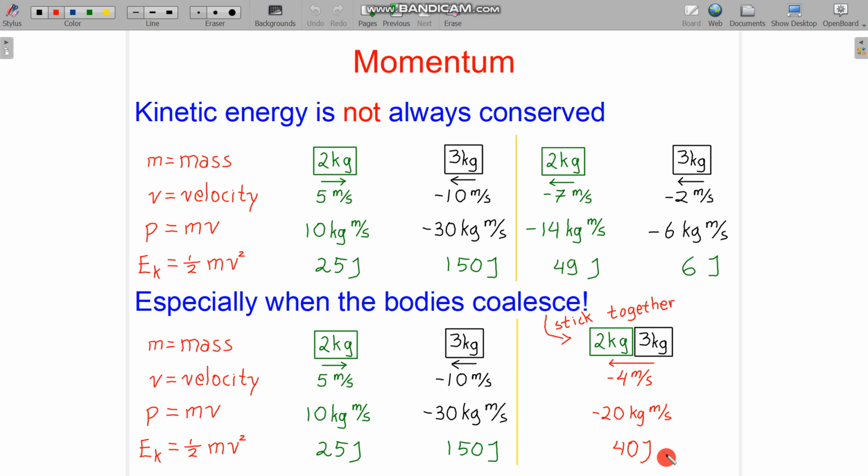So this is actually the lowest possible kinetic energy after the collision, which is when they stick together. This is called perfectly inelastic, or this is just the worst kind of collision, in which the most amount of energy is lost. That's it.